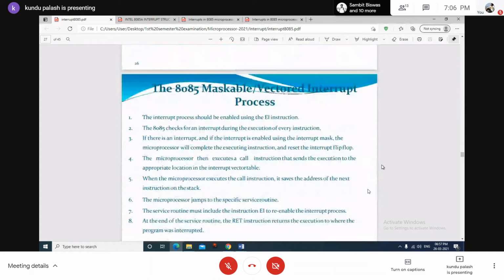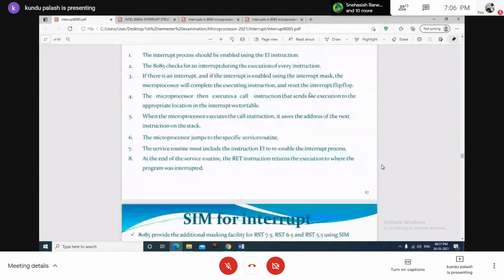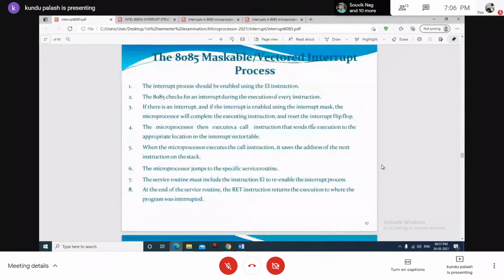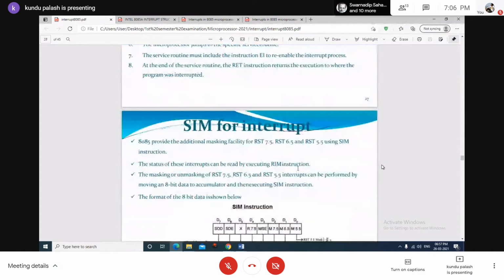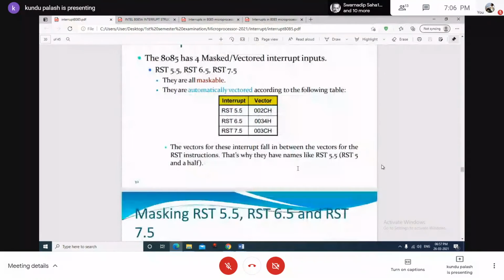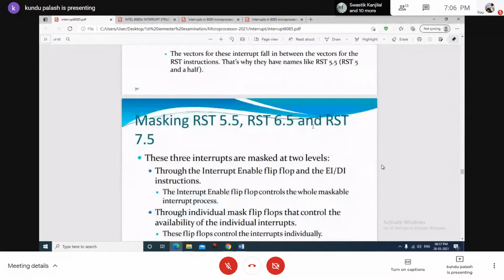So what is the masking process and vector interrupt process? These are summarized in the steps which I have just now told. Again, this has been illustrated.